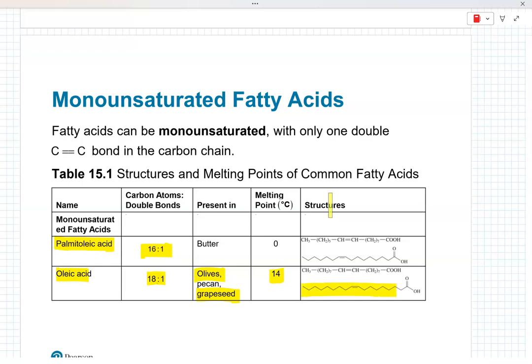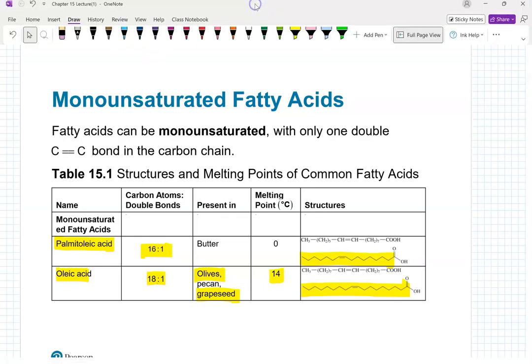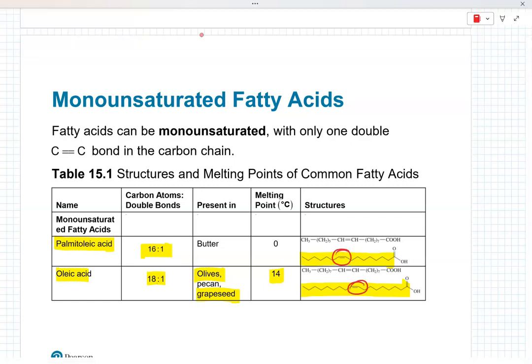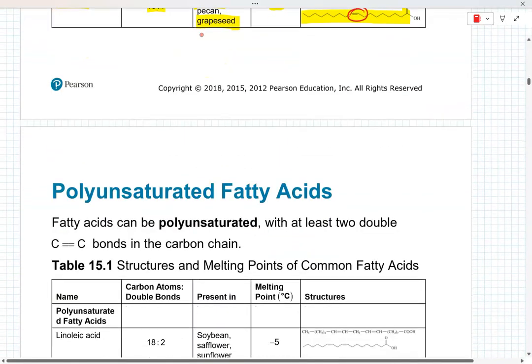Again, you can see that the hydrocarbon chains aren't branched, and there's only one double bond right here. Am I making sense? So this is the double bond, and this is the double bond. Sounds good? Everybody? Okay, makes sense? Cool.